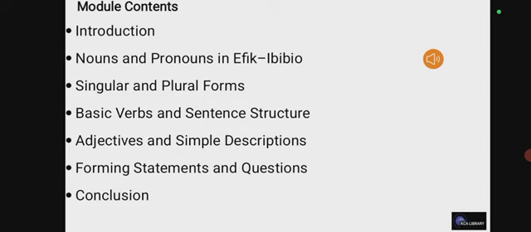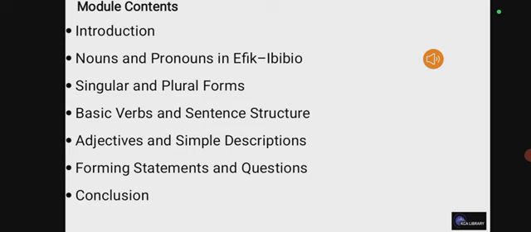Module Contents. This slide lays out the roadmap for Module 2 so you know exactly what skills you will build and in what order. There are 7 parts, and each one adds a new layer to your ability to form sentences. Introduction comes first. It explains the big ideas that make Efik-Ibibio grammar different from English. You will see why the language uses prefixes, how one word can carry a lot of meaning, and why tone keeps showing up in grammar, not just pronunciation.